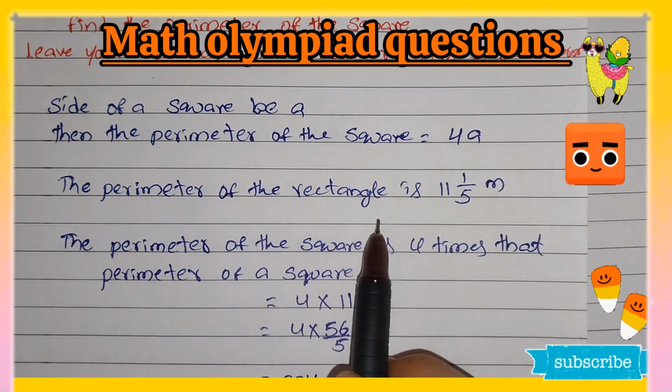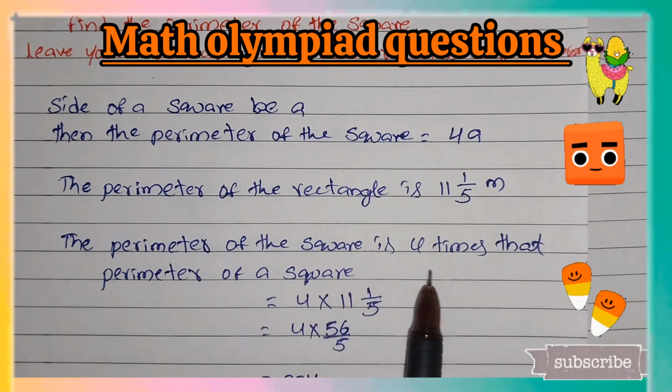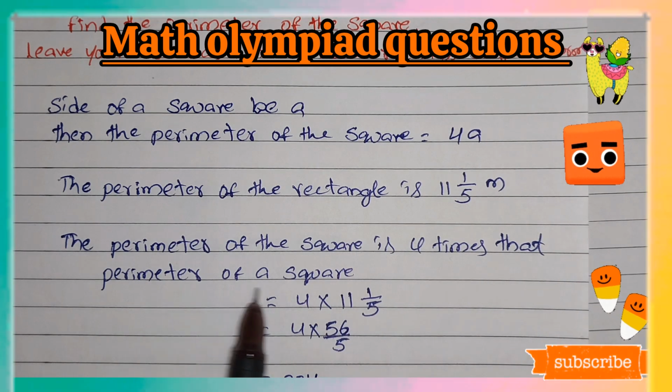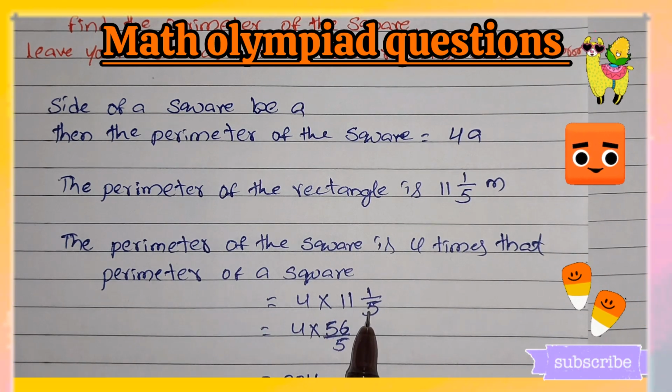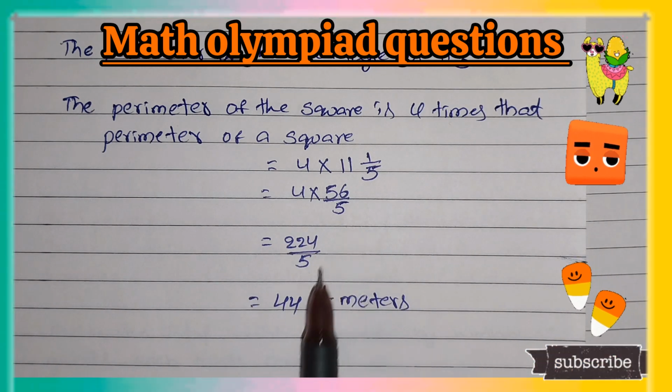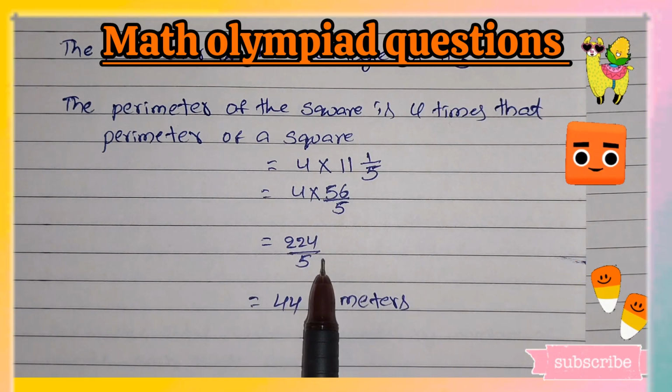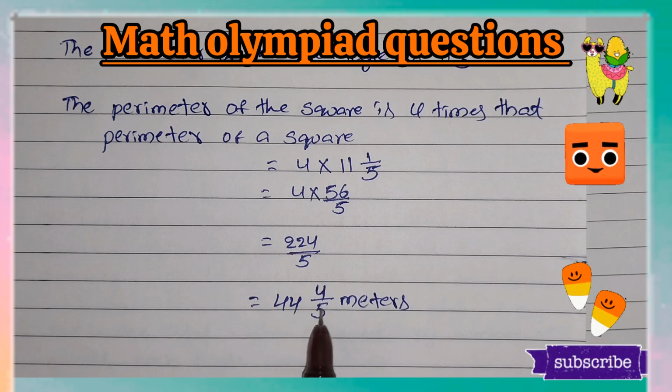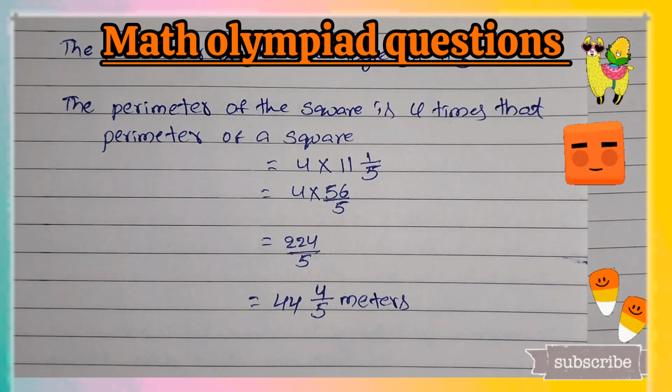The perimeter of the square is 4 times the perimeter of the rectangle. So 4 multiplied by 11 1/5, which is 4 multiplied by 56 divided by 5. 56 times 4 is 224, divided by 5, equals 44 4/5 meters.